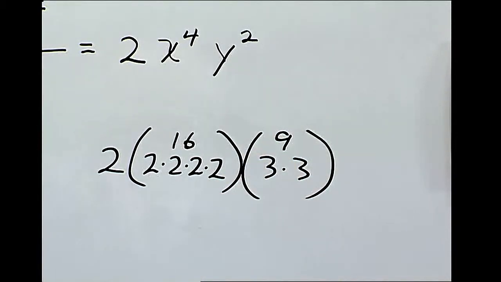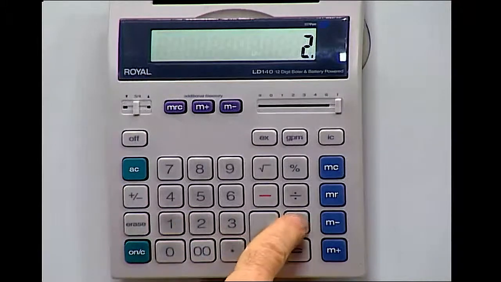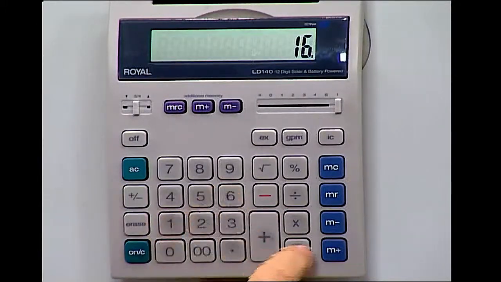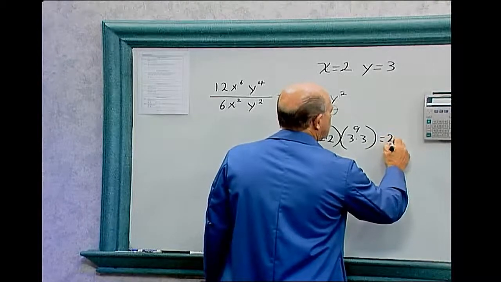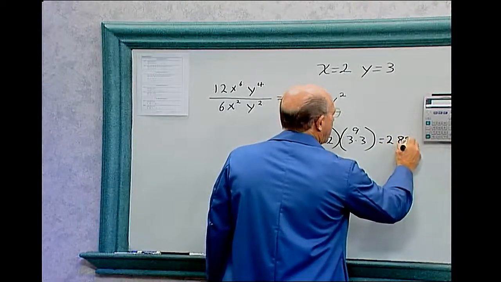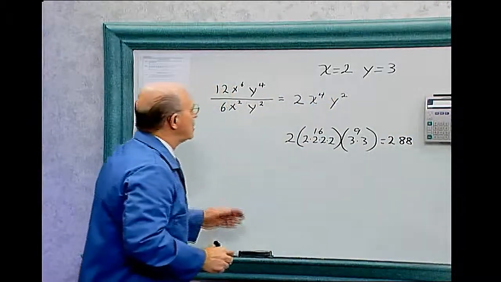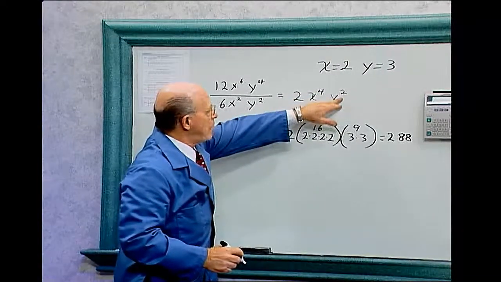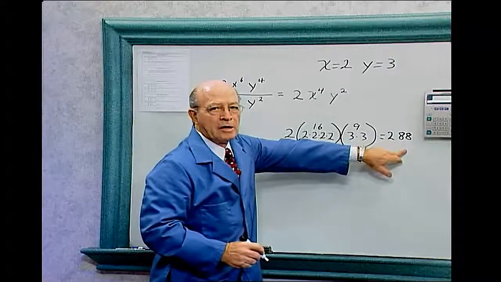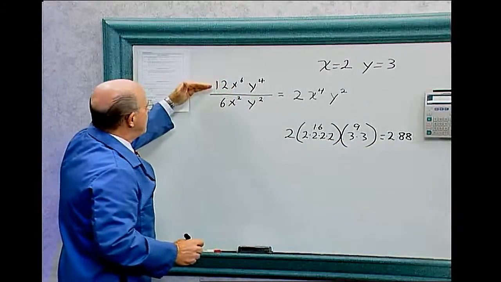So let's just go to the calculator and do the math here. 2 times 16 times 9 equals 288. So this equals 288. All right? So 2x to the fourth power, y to the second power equals 288. Now let's do this one.